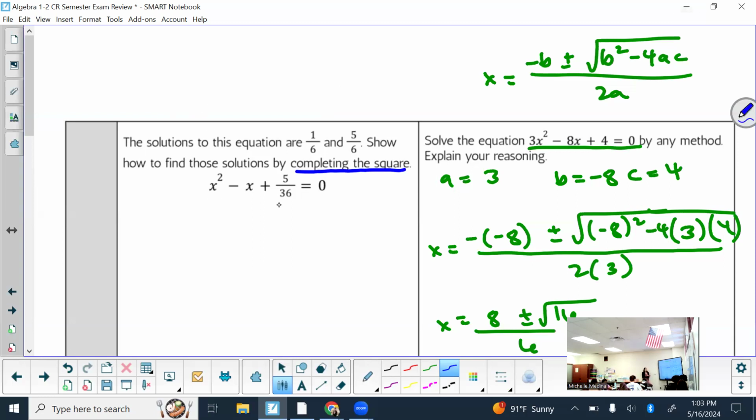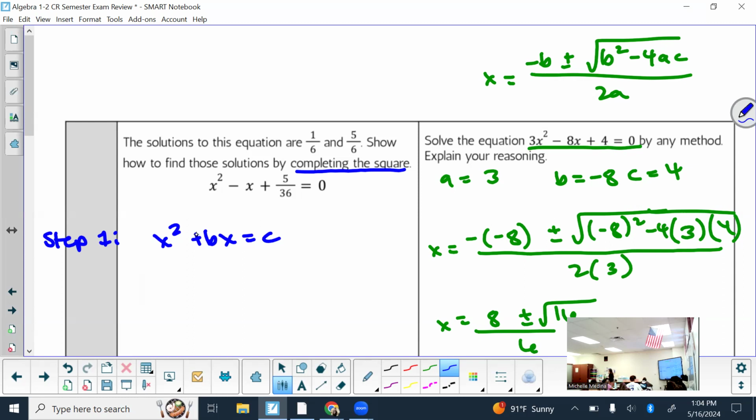So is this in the right format for completing the square? Did I hear a yes or a no? It's not. How can I change it? What form is it supposed to be in? Good, I think you missed the first part. Did you say x squared plus bx? Yeah. Oh, okay. Good. Step 1 would be to rewrite it into this.